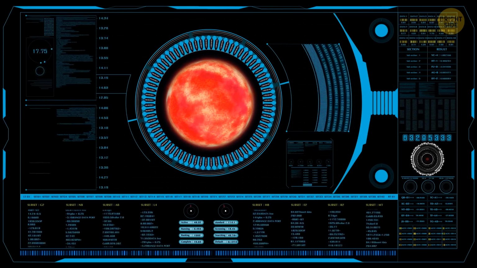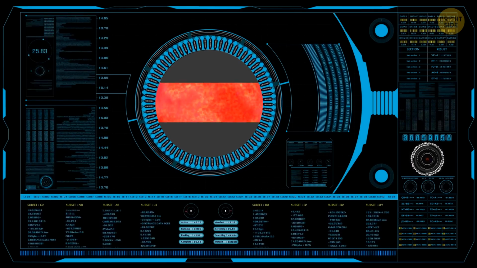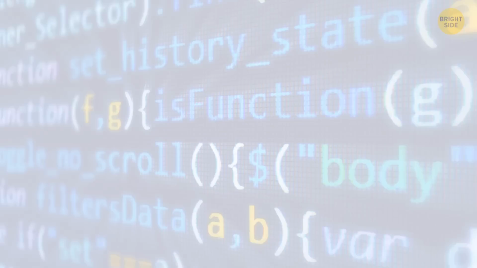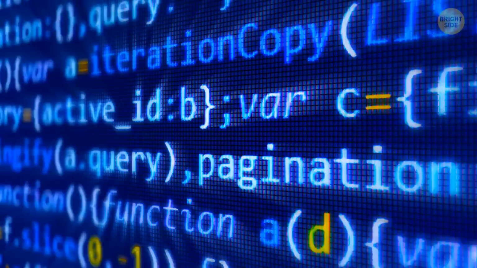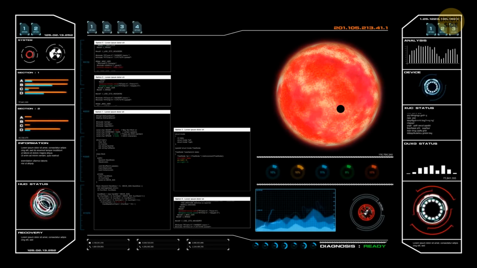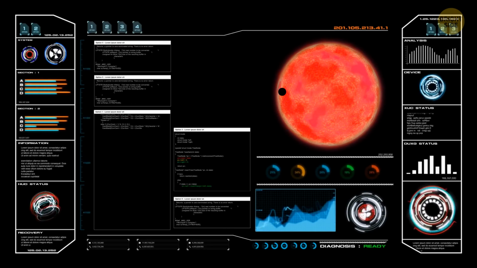They basically take a bunch of photos of the star at different times. After that, the programs analyze these photos and look for small spots and dots on them. These tiny dips in brightness may mean that a planet was passing by the star.